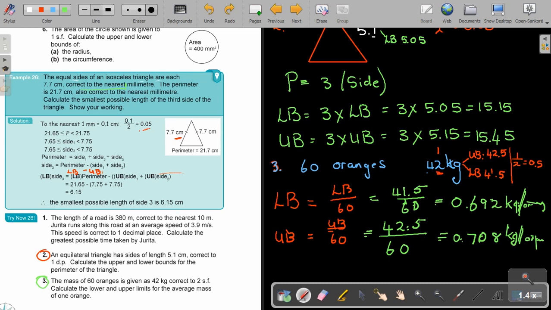Remember, if it's a fixed amount, like a number of something, people, oranges, items, you cannot find the upper and the lower bounds. You keep it fixed.